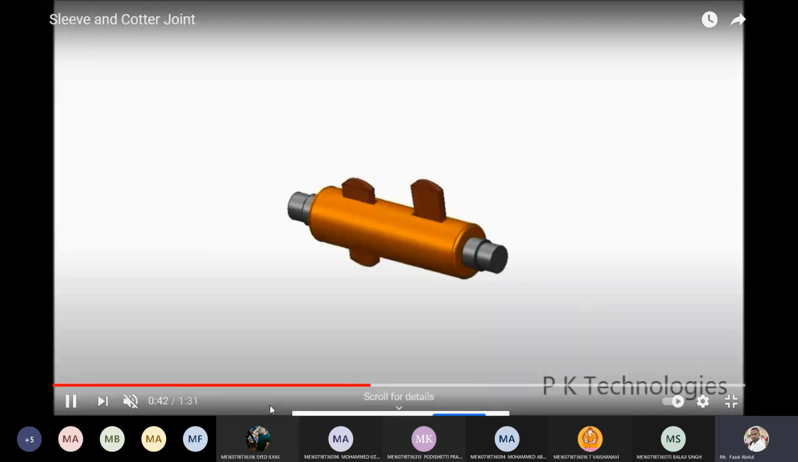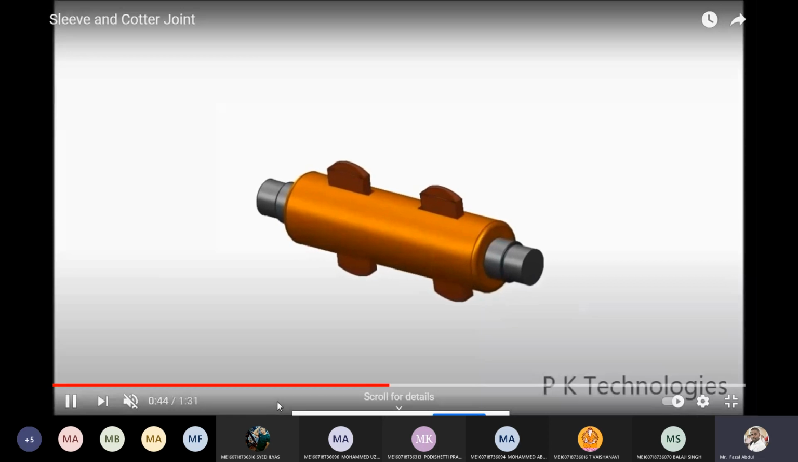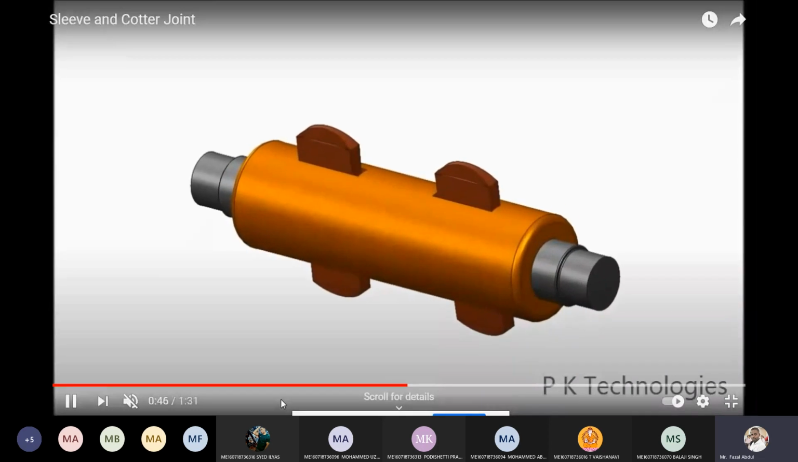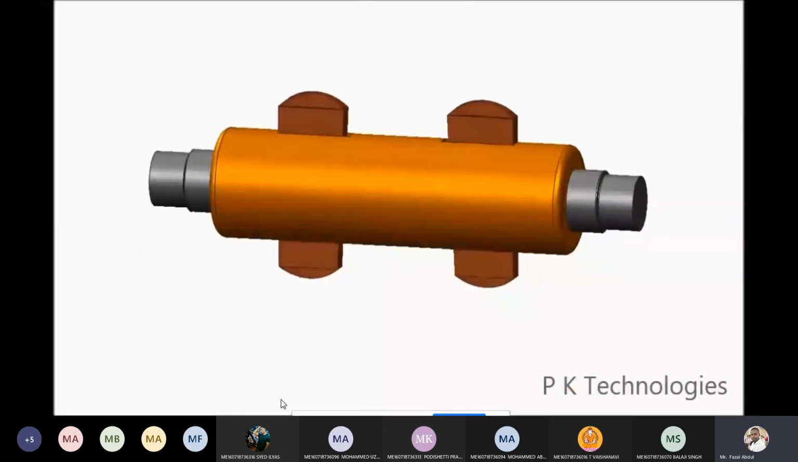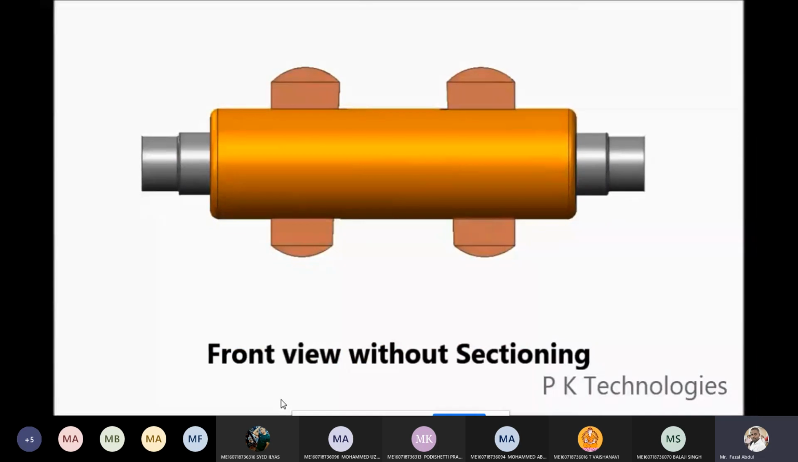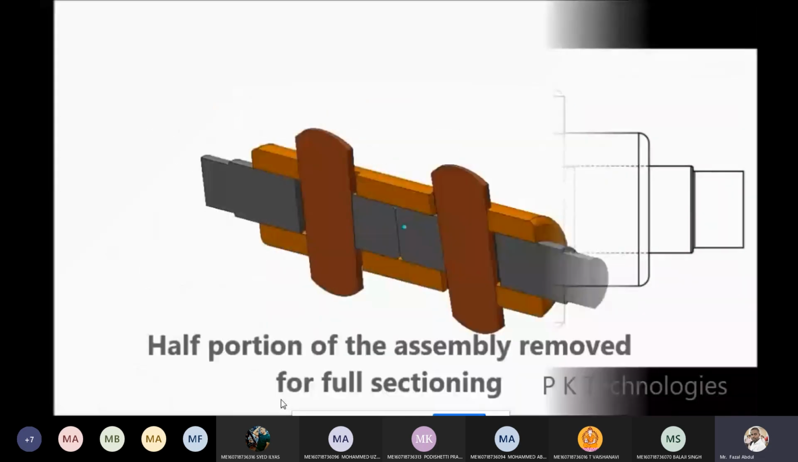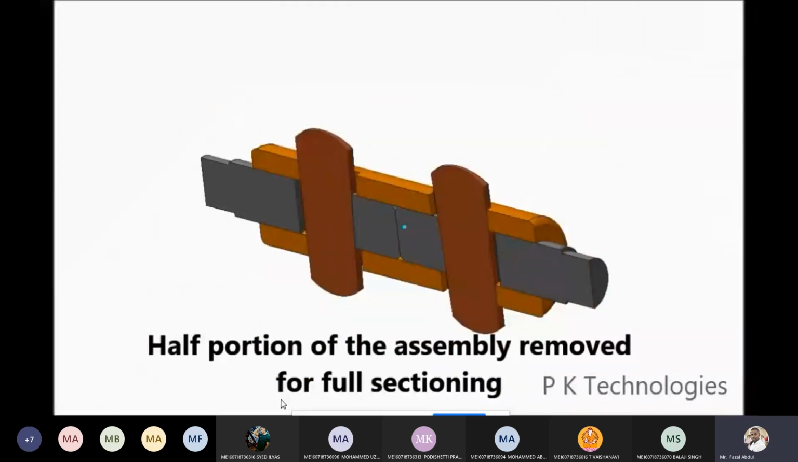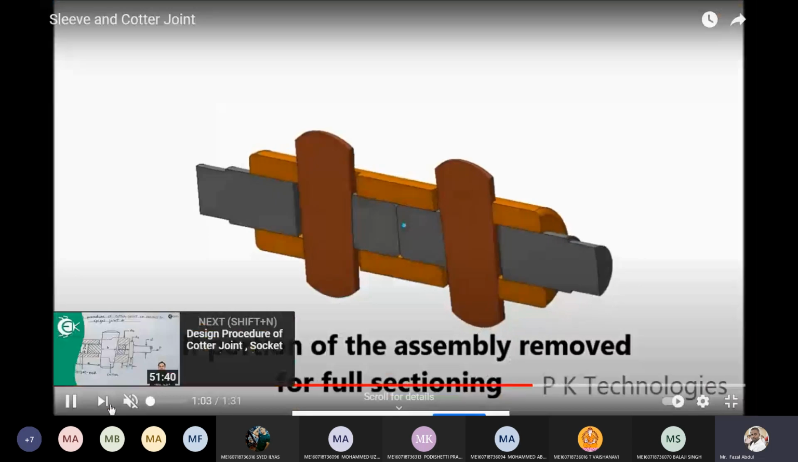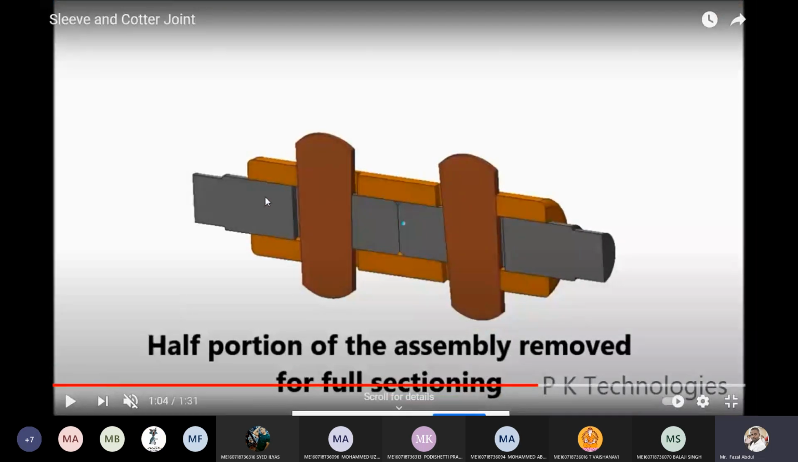On the sleeve and shaft, one common slot is provided for insertion of the quarter. This is the front view. Inside, see here, for the shaft, one slot is provided. For the sleeve also, a slot is provided, a common slot. So when the two slots are matched, then the quarter is going to be inserted.